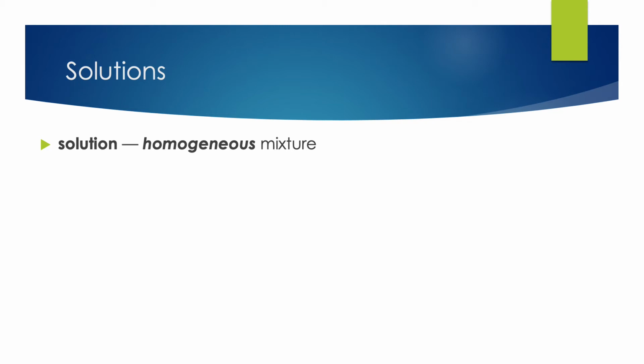It's more than one thing together in there. Homogeneous means that you can't tell it's a mixture. In other words, it's such a smooth blend of the things in the mixture that you can't tell it actually is a mixture when you look at it.